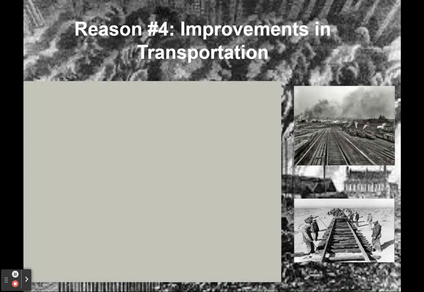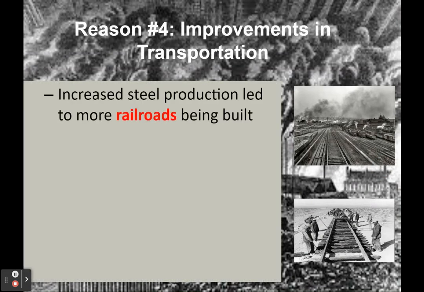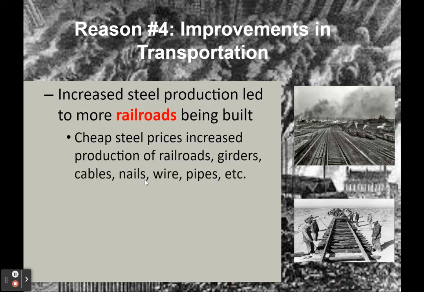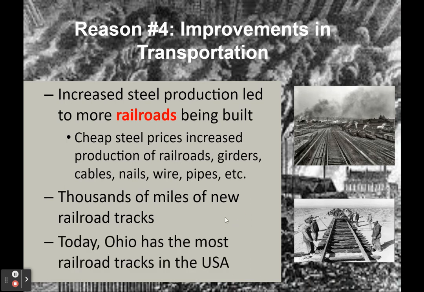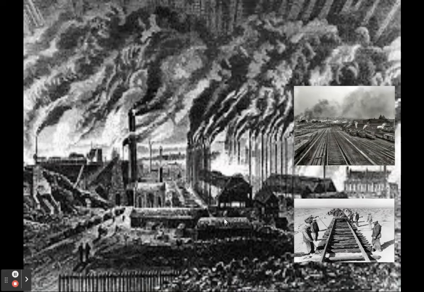And reason number 4, with improvement of transportation, increased steel production led to more railroads being built. Since cheap steel prices increased production of railroads, girders, cables, nails, wire, pipes, etc. So everything you needed to build railroads became a lot more accessible. It was cheaper because steel was cheaper. So thousands of miles of new railroad tracks were laid, and today Ohio has the most railroad tracks in the USA.